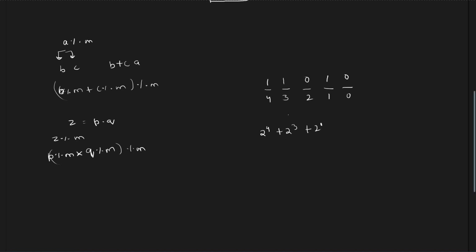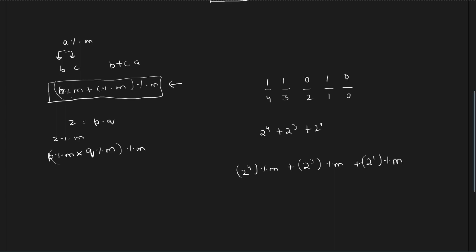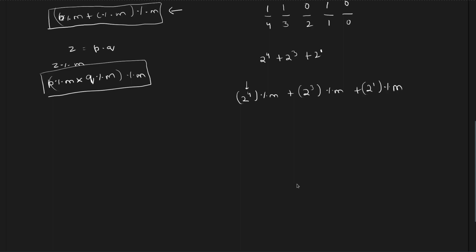Now we can use this particular method to compute them separately. So we basically have to compute 2 raised to the power 4 mod m plus 2 raised to the power 3 mod m plus 2 raised to the power 1 mod m. So we have utilized this technique to break it into 3 different parts. Now since each individual value can also be pretty large, we are going to use the second technique to divide it into smaller parts. So what is 2 raised to the power 4?